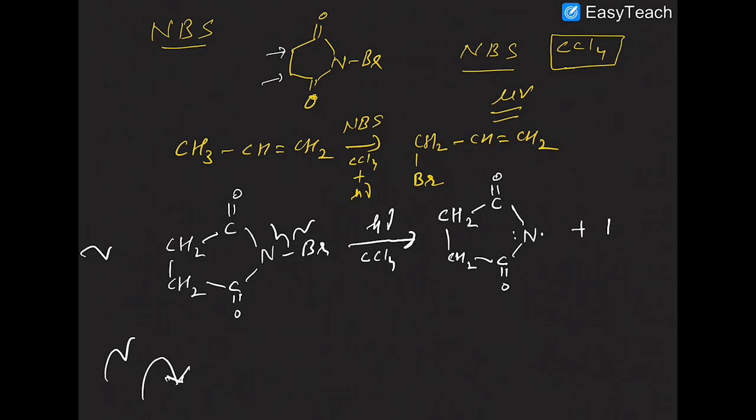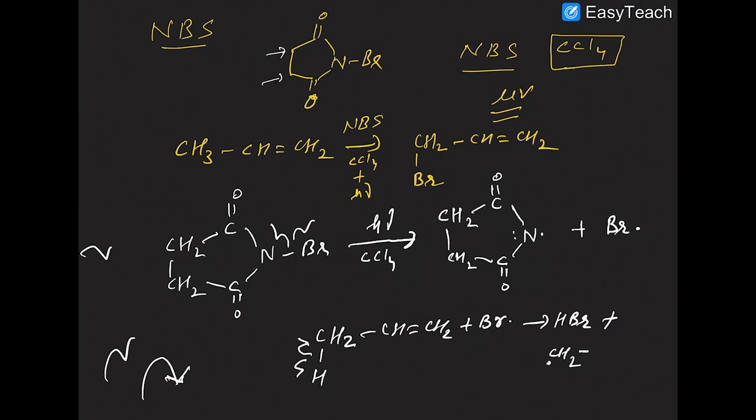And along with that you have free radical of bromine. That free radical of bromine reacts with... so what does happen here? It undergoes homolytic bond fission and you have formation of HBr plus free radical of what? Free radical of propene is also formed here.